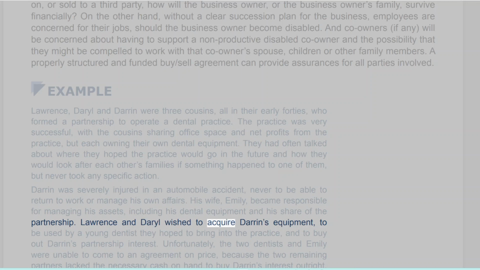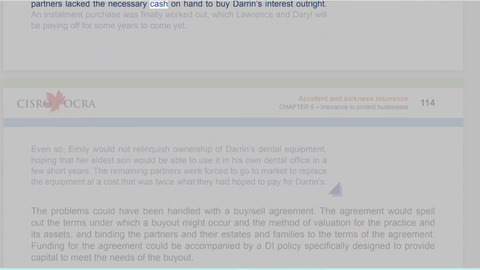Lawrence and Daryl wished to acquire Darren's equipment, to be used by a young dentist they hoped to bring into the practice, and to buy out Darren's partnership interest. Unfortunately, the two dentists and Emily were unable to come to an agreement on price, because the two remaining partners lacked the necessary cash on hand to buy Darren's interest outright. An installment purchase was finally worked out, which Lawrence and Daryl will be paying off for some years to come yet.